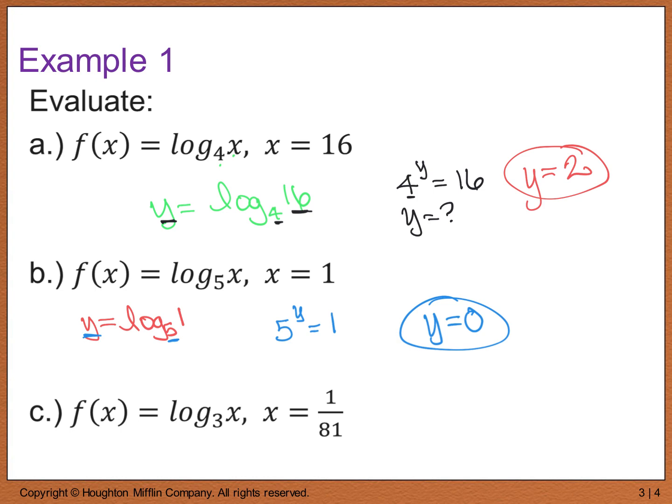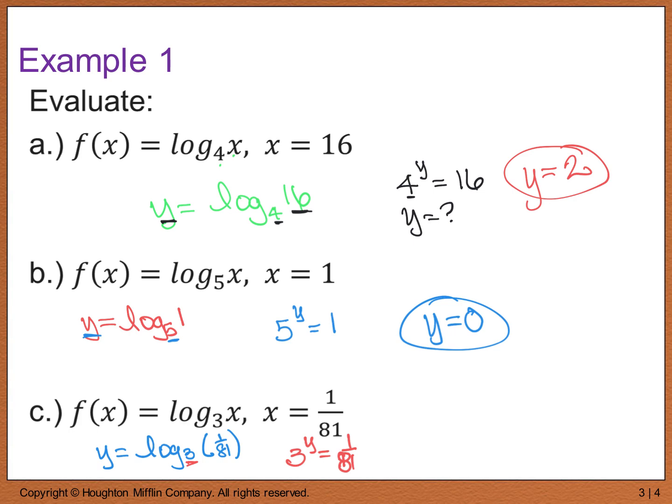And for our final part here, for C, I'm going to rewrite this as y equals log base 3. Now you can write this as 1 over 81 if you would like. So I have 1 over 81. And then what I'm going to do is rewrite this in exponential form. So the base of my log is the base of my power. So 3 to the power of y equals 1 over 81. So now you have to say, 3 to what power will give me 1 over 81? And actually, I think about this as 3 to what power gives me 81 first.